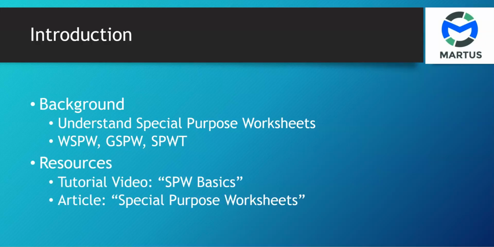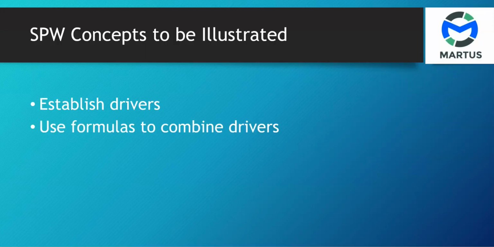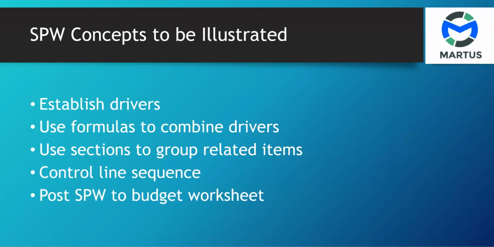There's also an article there called Special Purpose Worksheets that compares all three. This tutorial will also illustrate several concepts. First, how you establish drivers, such as projected enrollment and tuition. How you can use formulas to combine these drivers in various ways. How you can use sections in order to group related items. How you can number line descriptions in order to sequence items in the most logical way. And lastly, how the budgeted values on this SPW are posted with one click to your budget worksheet.